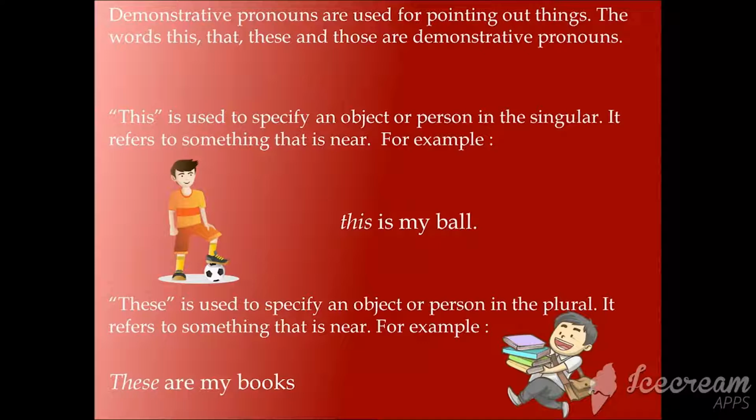Okay, نبداو ب this. This is used to specify an object or person in the singular. It refers to something that is near. يعني this فاش كنلقاوها في شي جملة كنعرفوا باللي ديك الحاجة اللي كنهضروا عليها قريبة لينا وباللي ديك الحاجة is a singular. نشوفوا هذا المثال هذا.